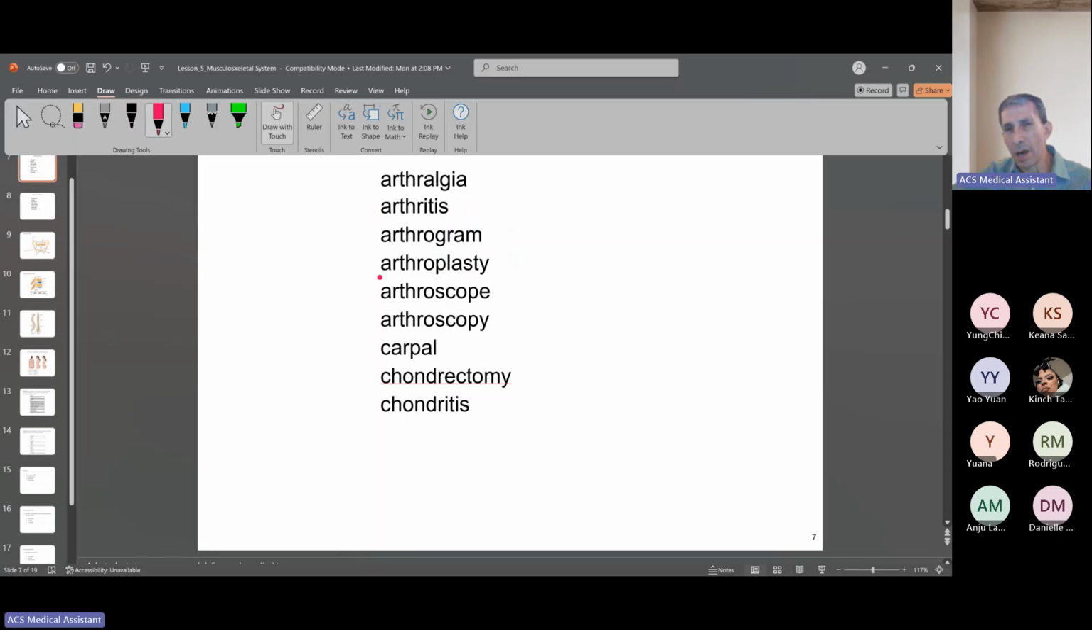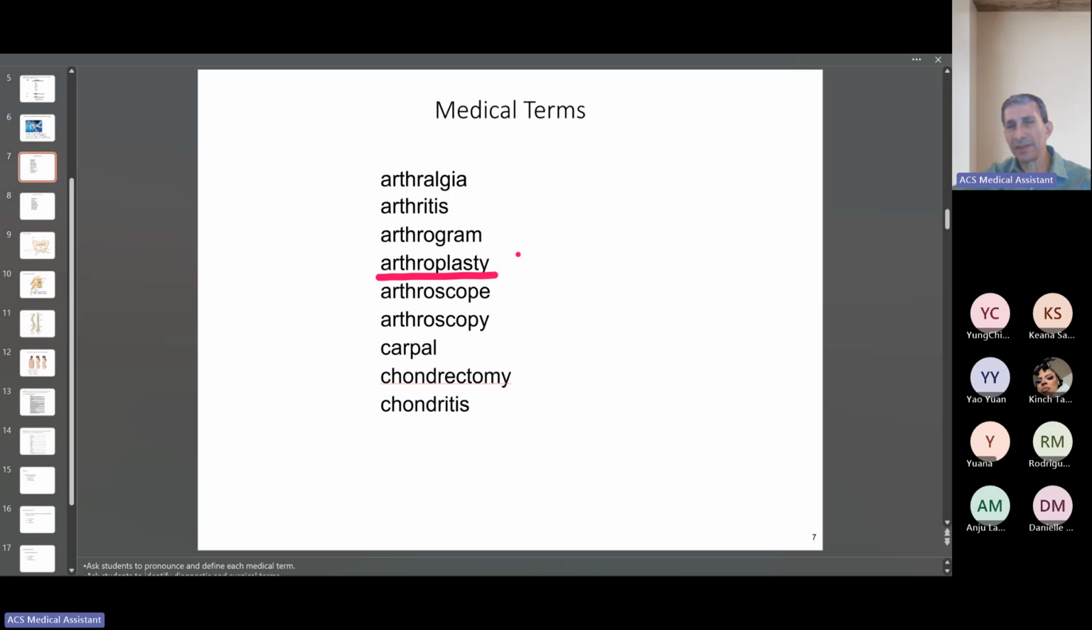That is arthrogram. Now arthroplasty. This is another new term. Remember, gram is recording. It's like printing out something that we see. It's like showing you a picture of what is inside the joint.